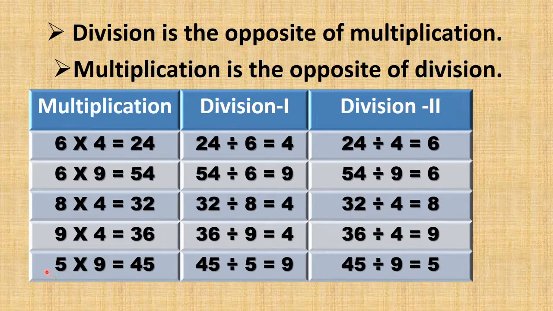Last example, 5 multiplied by 9 is equal to 45. And 45 divided by 5 is equal to 9. 45 divided by 9 is equal to 5. Students, remember this point. Division is the opposite of multiplication and multiplication is the opposite of division.